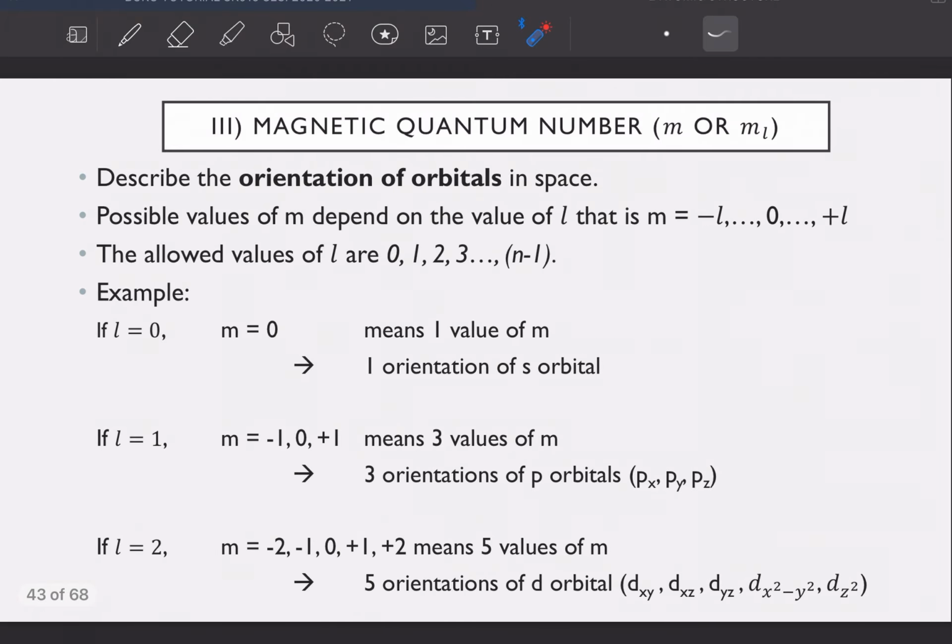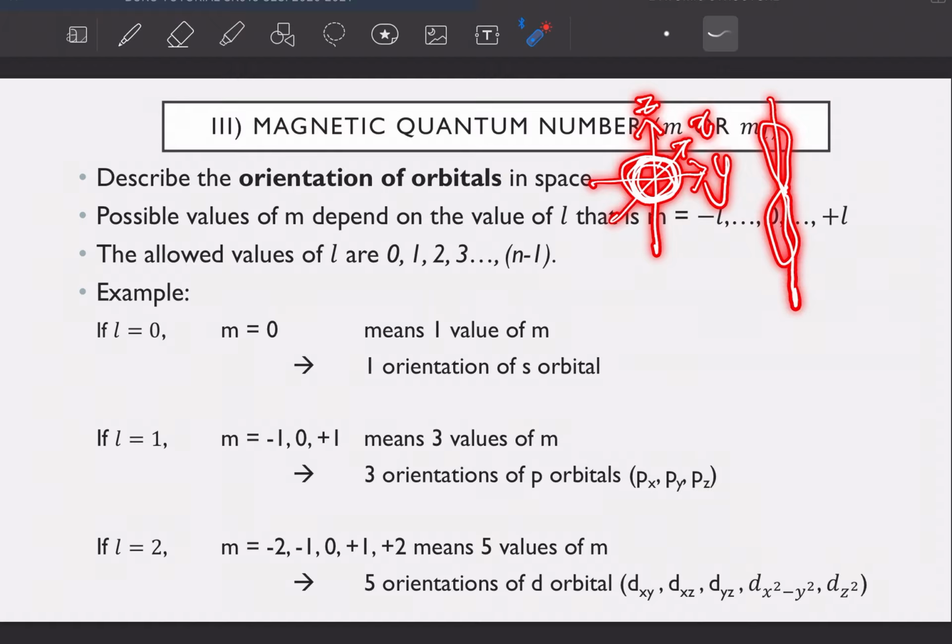Okay. Next quantum number is the magnetic quantum number m. The magnetic quantum number describes the orientation of orbitals in space. Earlier we already had our spherical shape s orbital. Spherical shape of s orbital, x, y, and z. And then we also have our p orbitals x, y, and z.